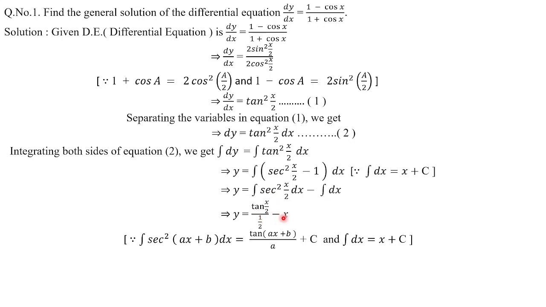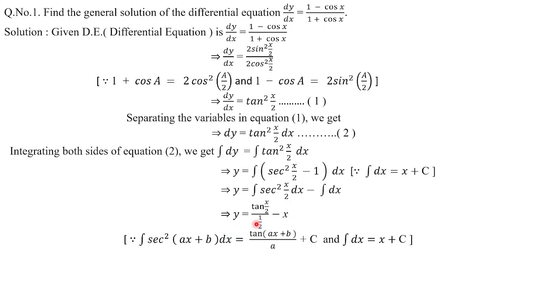Secant square of this is a linear polynomial. If a linear polynomial is given, then we write like this. Remember these integral formulae. I have given this list of integral formulae at the beginning of this chapter. I hope you have remembered that formula now.